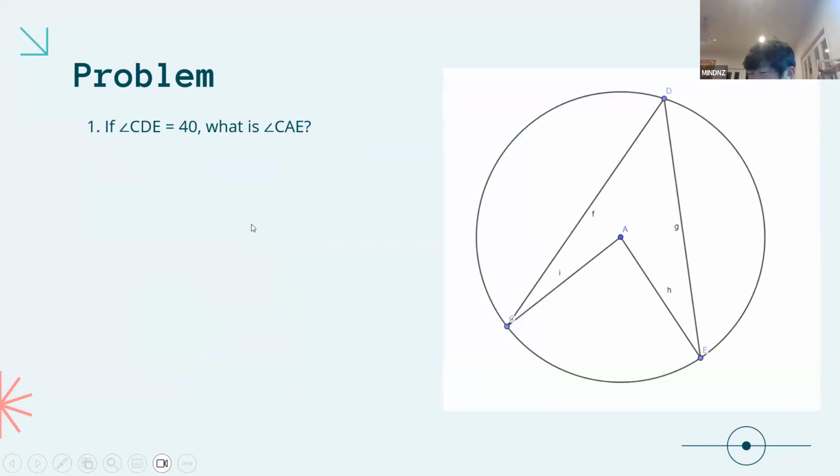Here's a problem. A circle with center A. D, C, E are points on the circle. And we know angle CDE is 40, and we want to find angle CAE. Oh, by the way, if you guys are unsure about anything, make sure you ask. Yep, many of you got the solution already and are saying that CAE is the angle at the center, but try to prove it without just using basic geometry. But yeah, that is true.